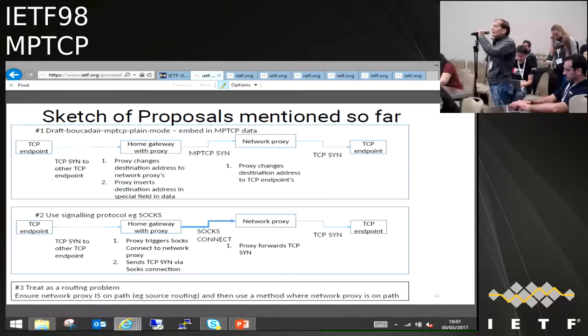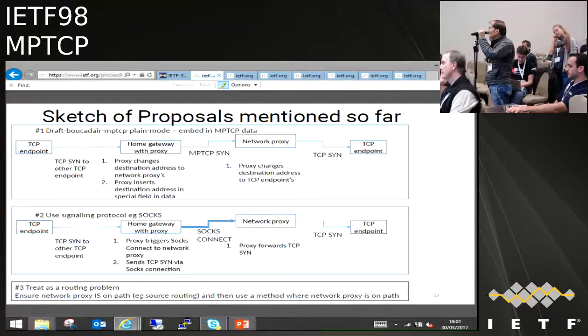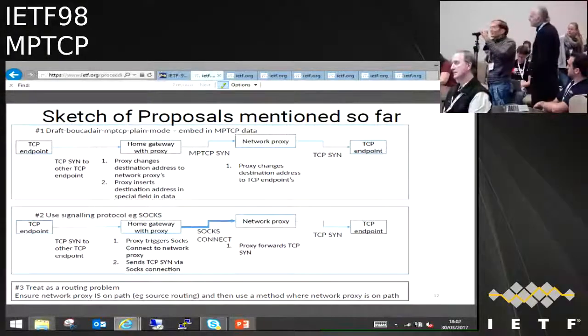My name is Behcet Sarikaya. I want to ask about this TCP SYN. Is it the TCP SYN that the TCP endpoint introduced? Yeah, exactly. Then how does the SYN ACK go? Sorry? The reply from the endpoint goes back through the proxies, which know the address. Why should it go that way? The address translation, by magic?